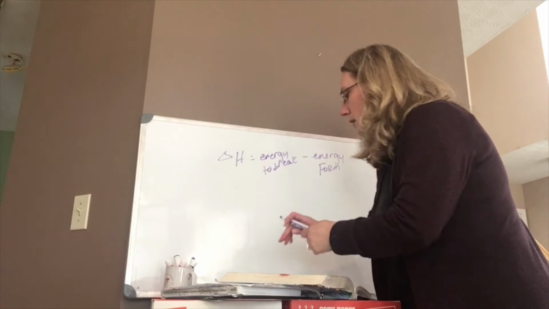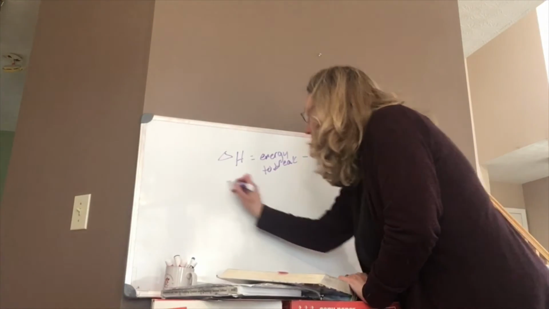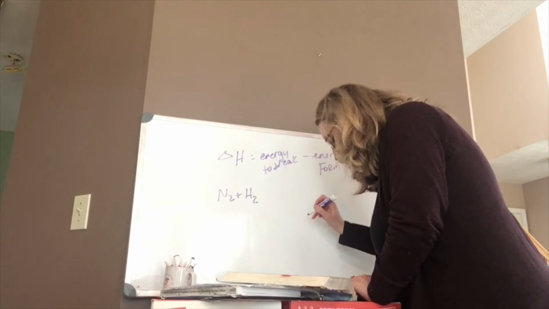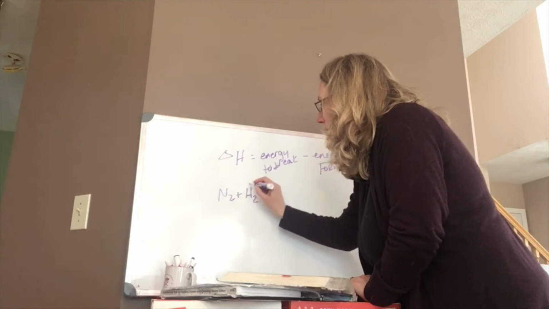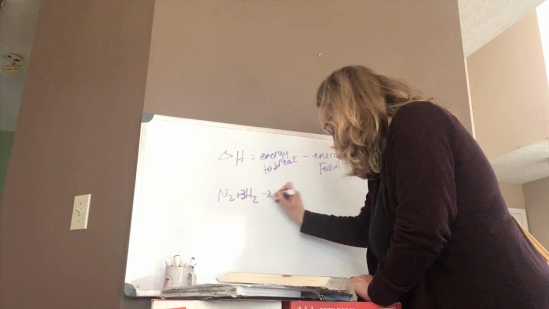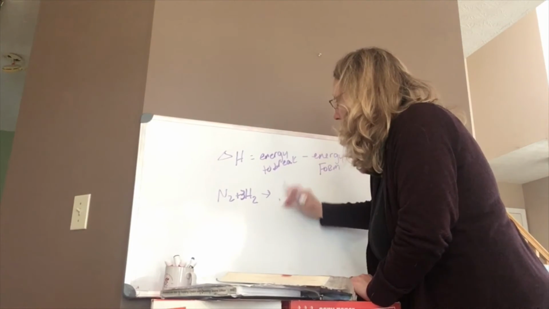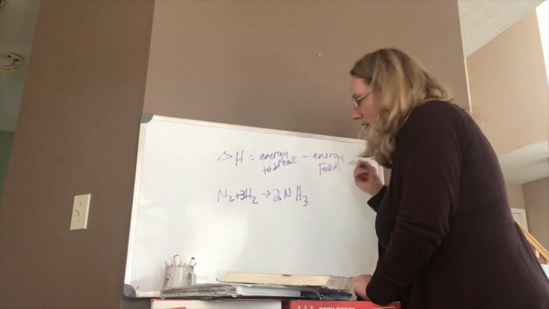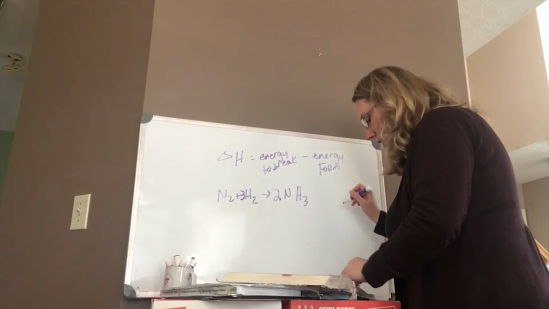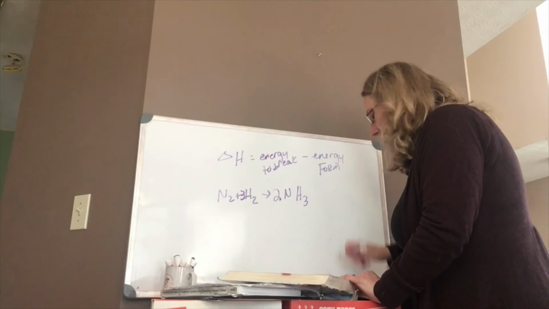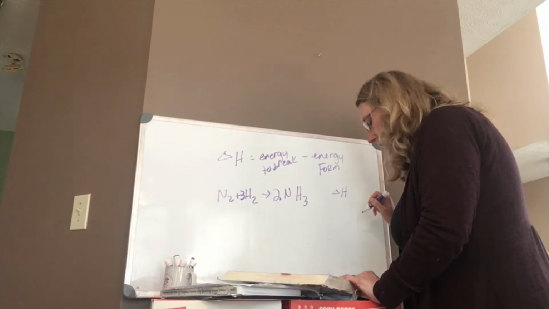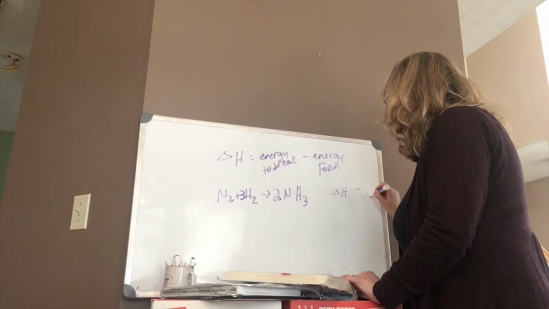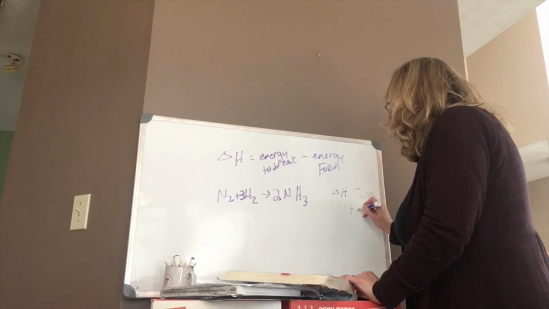To make ammonia, nitrogen and hydrogen are reacted according to this equation. N2 plus 3H2 turns into 2NH3. It says, what's the delta H for this reaction? And is it endothermic or exothermic? So if your delta H ends up being negative, it's going to be exothermic. If your delta H is positive, it's endothermic.